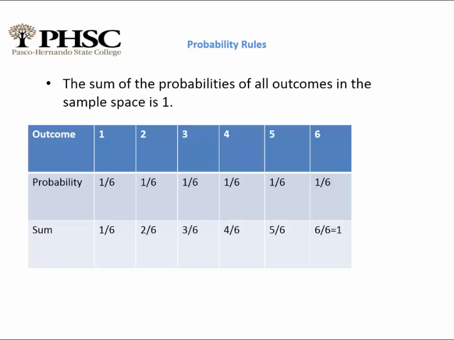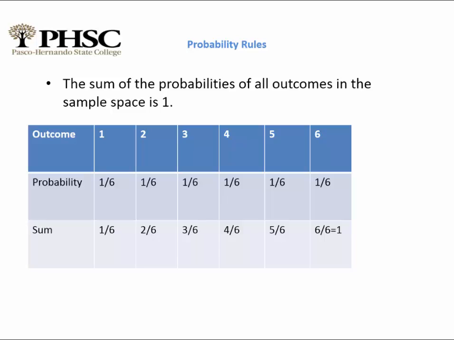The next thing is the sum of the probabilities, right? So I have a sample space, and each outcome in the sample space has a particular probability assigned to it. So the sum of the probabilities of all outcomes in the sample space is equal to 1. So let's look at rolling a die. When I roll a die, I have 6 possibilities, 6 outcomes: 1, 2, 3, 4, 5, or 6. Probability of getting a 1 is 1 out of 6, a 2 is 1 out of 6, and so on.